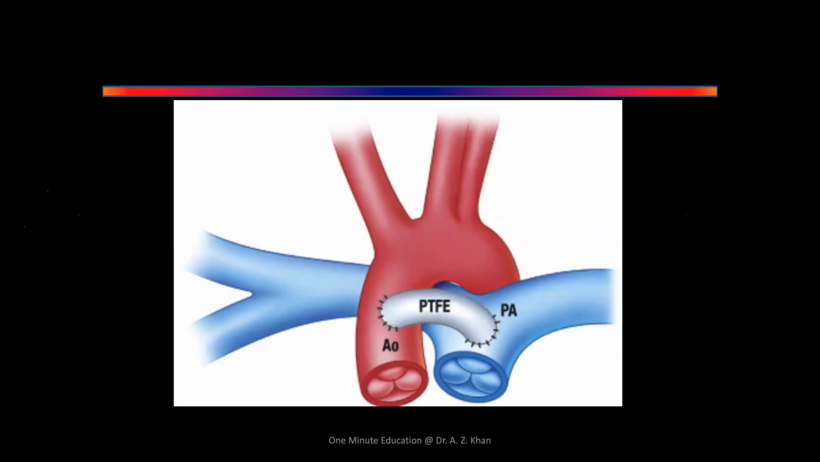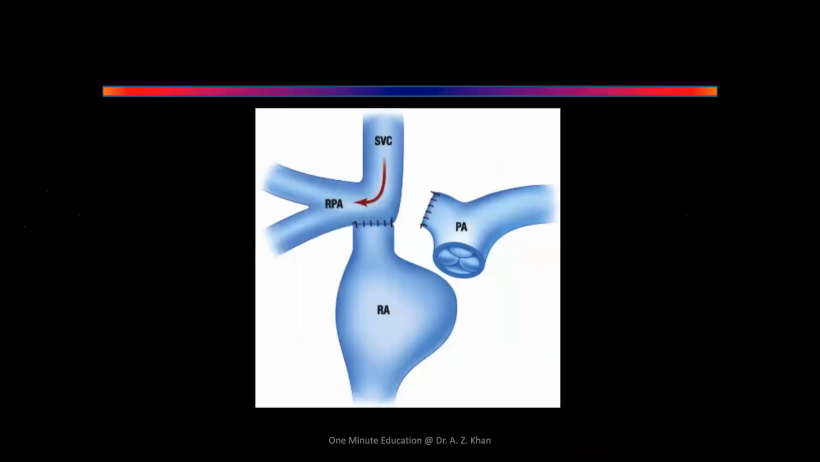Give me a name. Central shunt. They're all tetralogy of Fallot, but give me a name. Yes, sir. This is called a central shunt. Give me a name to the operation. Take your time, look at the operation, give me a name.